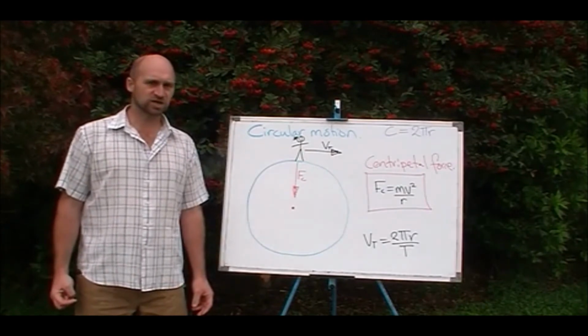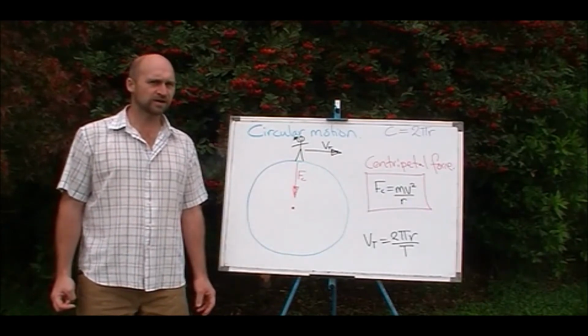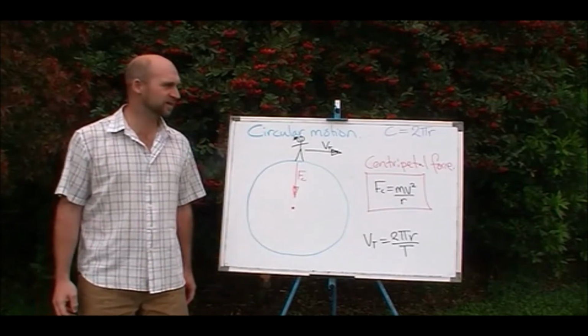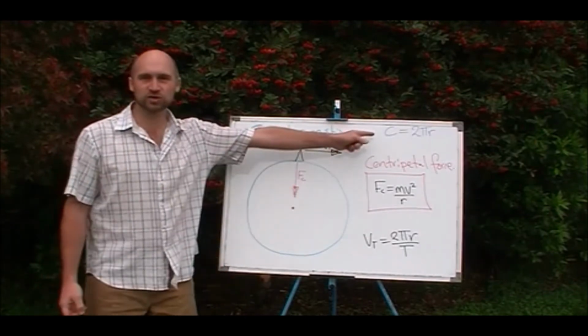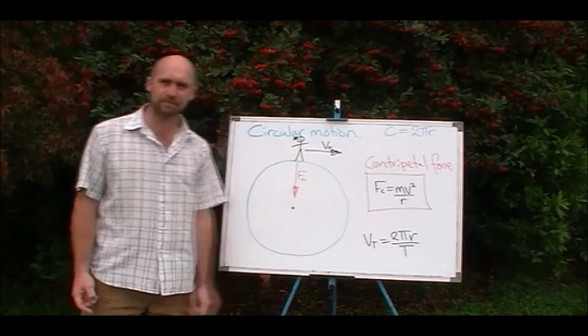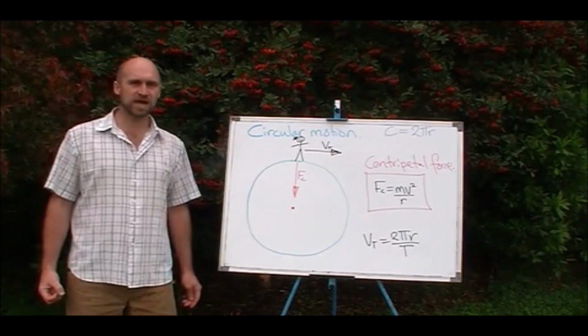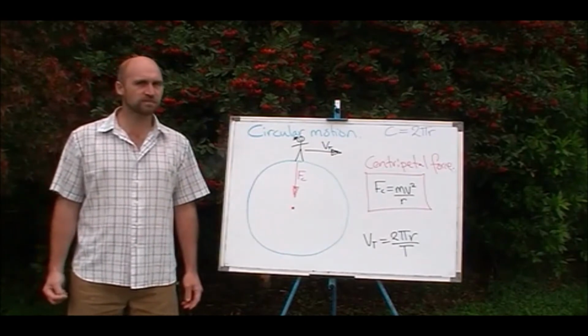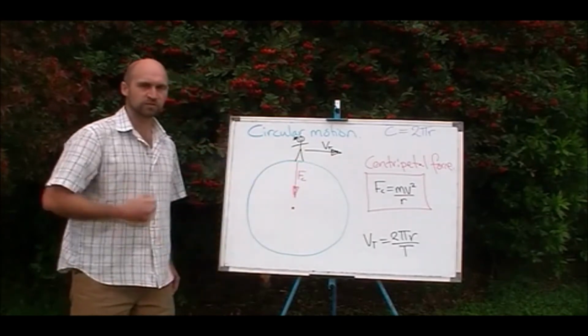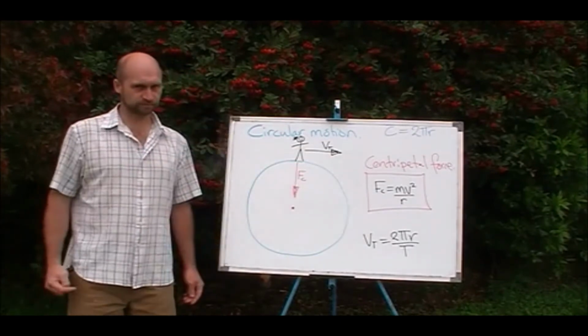Vt is 2 pi r over T. That 2 pi r sounds familiar, doesn't it? Oh yeah, circumference of a circle, 2 pi r. What does that capital T mean? It means the period of motion, the time period, the amount of time it takes to completely repeat that motion.